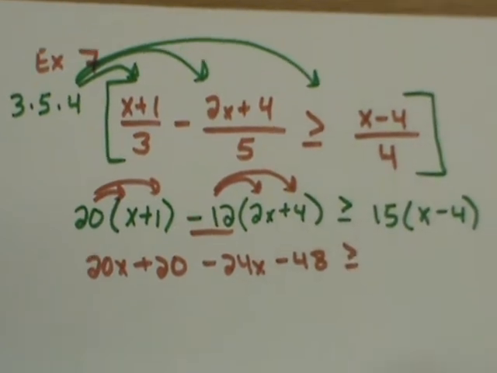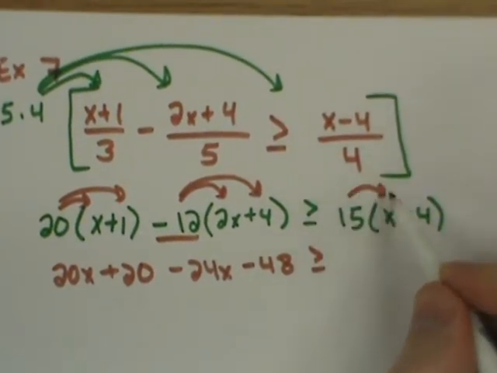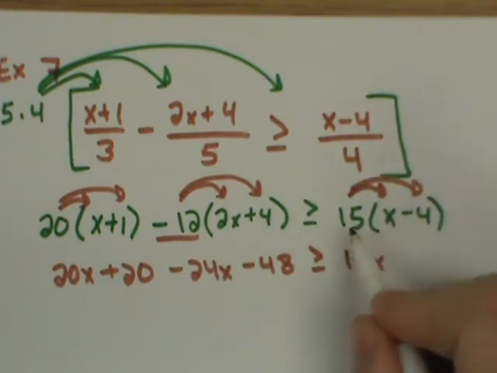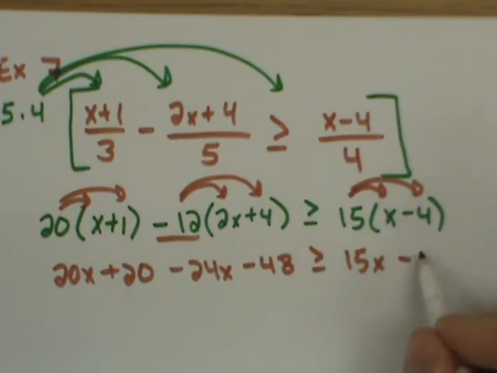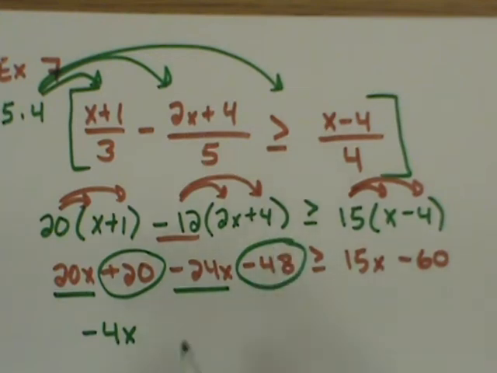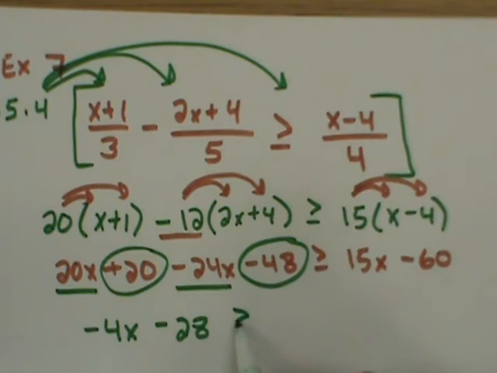Greater than or equal to, and I'm going to distribute here. 15 times x is 15x. 15 times negative 4 is negative 60. And like always, kiss the problem. Keep it simple, silly. Combine those like terms. 20x, take away 24x is a negative 4x. 20 and negative 48 would be negative 28. Greater than or equal to 15x, take away 60.